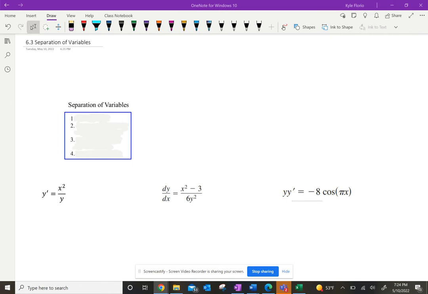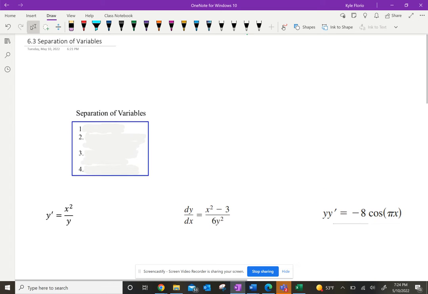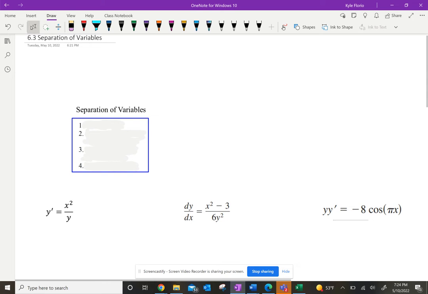I'm going to do a couple examples from section 6.3, which is separation of variables. Separation of variables is just a technique for solving differential equations. There's a bunch of techniques, but this is the one that we're going to spend the most time with. We've done it a few times already.